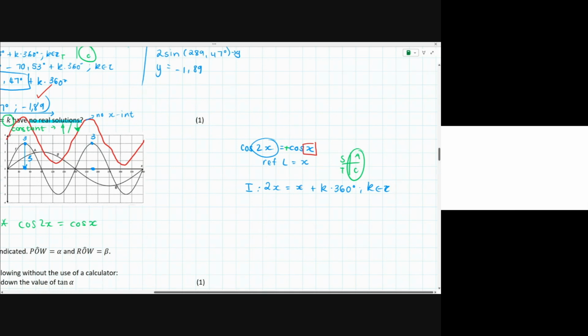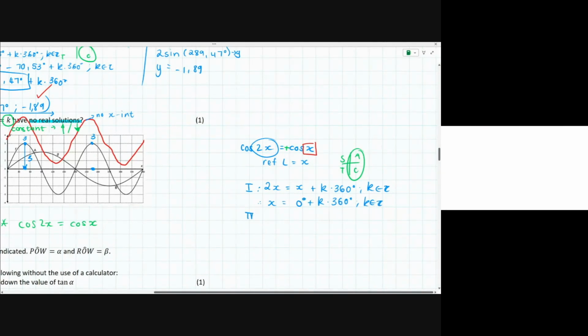And then I solve. So I would use my inverse operation, subtract x on both sides. x is equal to 0 plus k times 360, k is an integer. Okay, so that's my first solution.